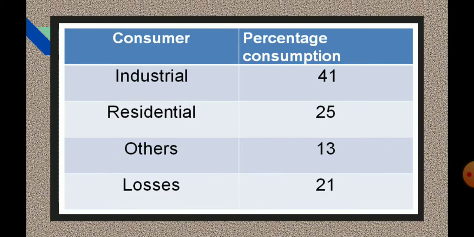So the next one is this tabular column that represents the consumer and percentage of consumption of the power. For industrial purpose, it's about 41% consumption. For residential purpose, it is about 25% consumption. For others, it is about 13% consumption. The losses are about 21%.